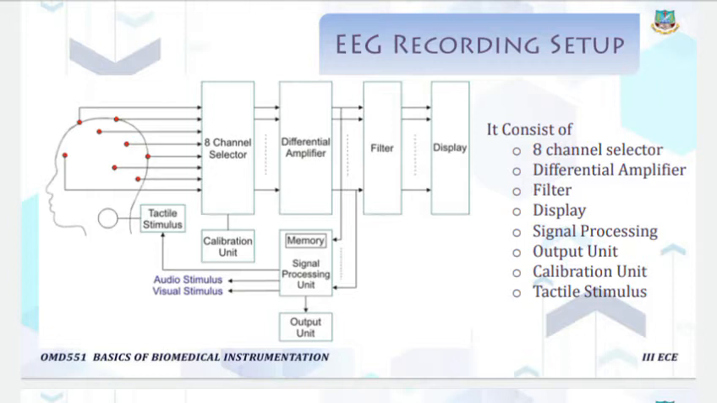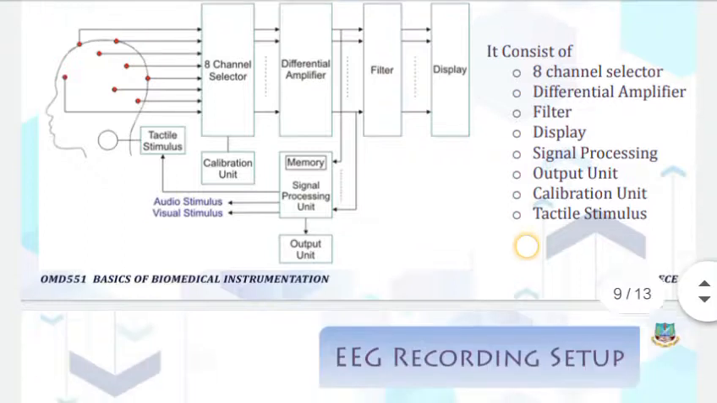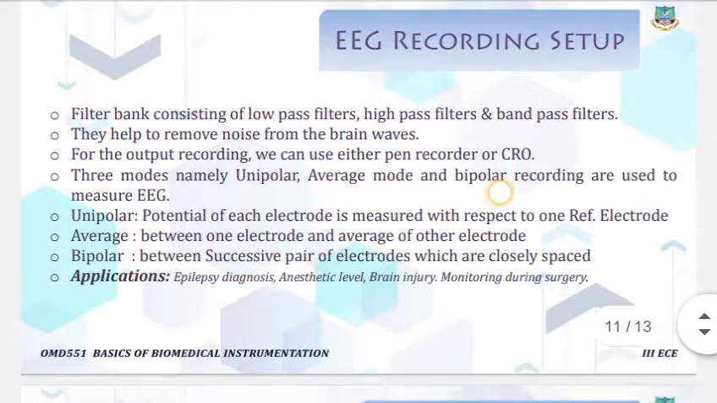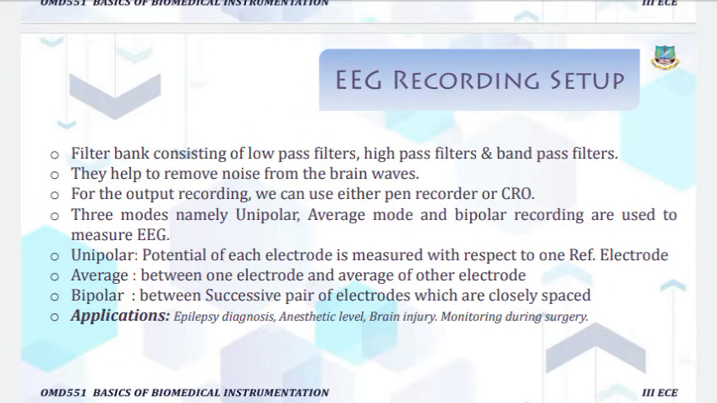Here, normally for this measurement we are using 3 modes. What are the 3 modes? Unipolar mode, average mode, and bipolar mode. In the unipolar mode, the potential of each electrode is measured with respect to one reference electrode. That is, we are measuring the potential of each electrode. Normally how many electrodes are there? 19 electrodes other than the reference electrode. So the potential of each electrode is measured with respect to one reference electrode.